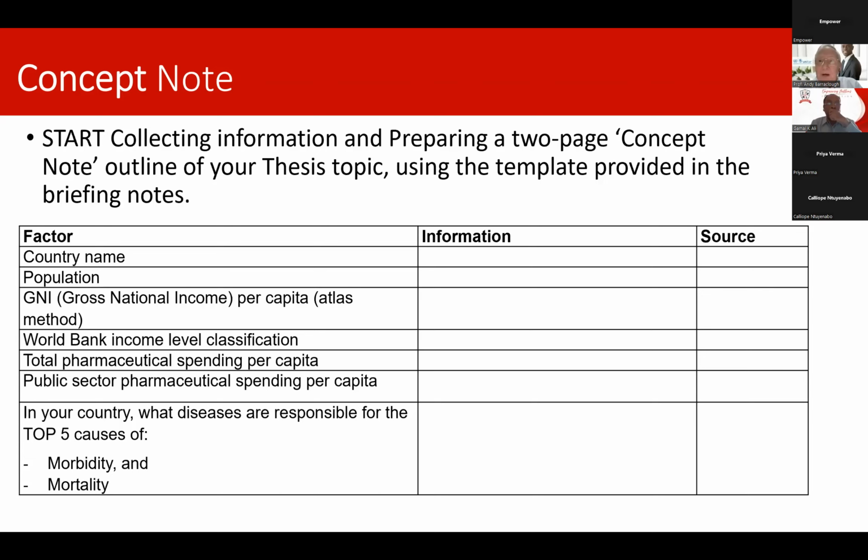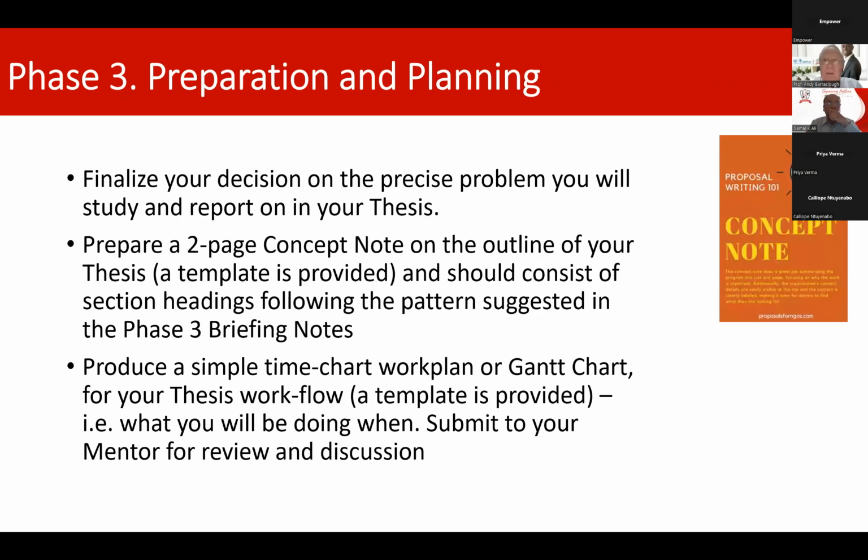What are the top 5 diseases in your country? It will be malaria, TB, HIV, AIDS, slightly different in different countries, because that sets the profile and the areas that we're interested in. There's lots of other information on the concept note. Start filling it in. So in phase 3 now, you make your final decision. This is my topic, and you're going to prepare your 2-page concept note and submit it to the mentor for review.